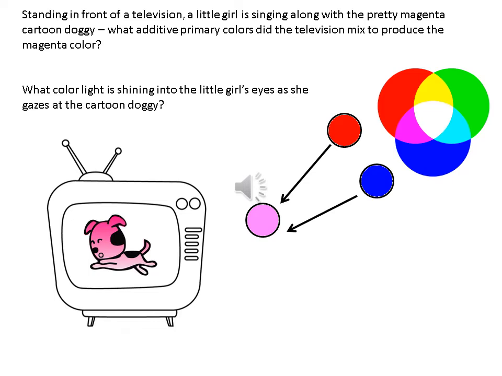What color light is shining into the little girl's eyes as she gazes at the cartoon dog? And this is the same question. In order to get magenta, we need to mix red and blue light, and so red and blue light are reflecting up into the little girl's eyes.